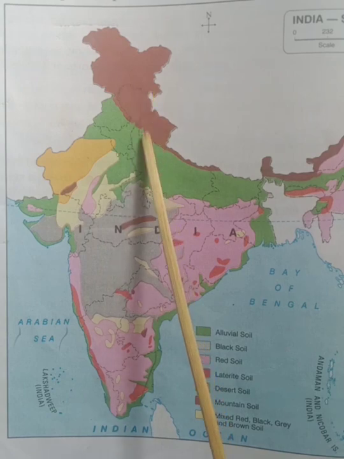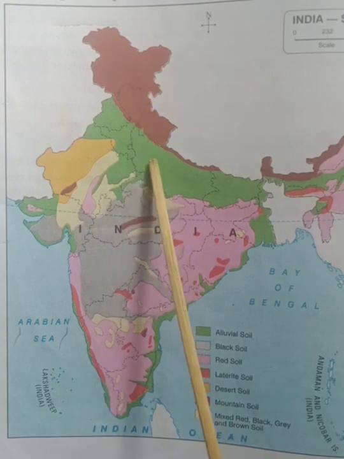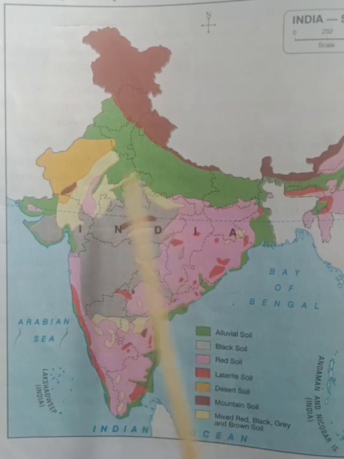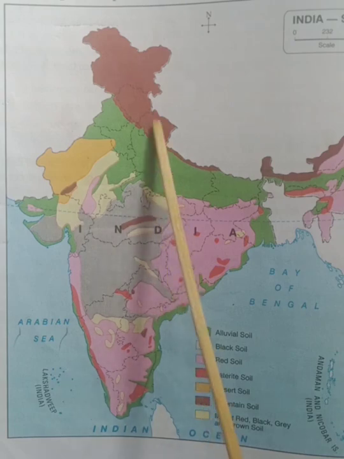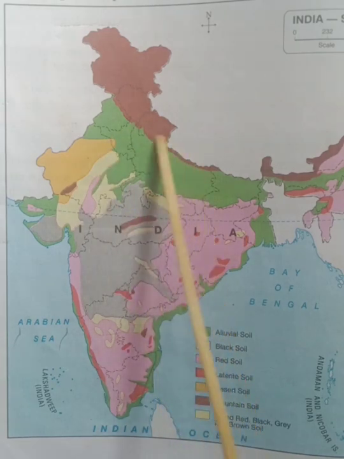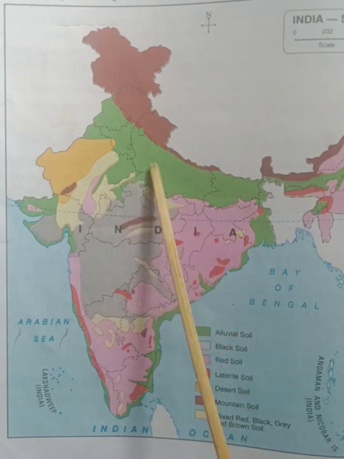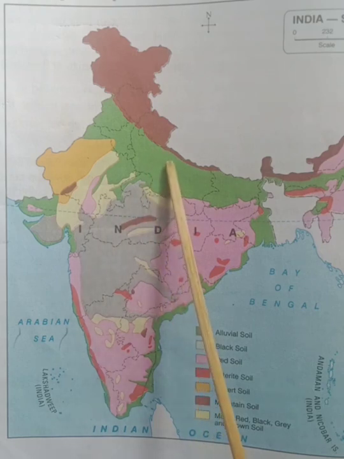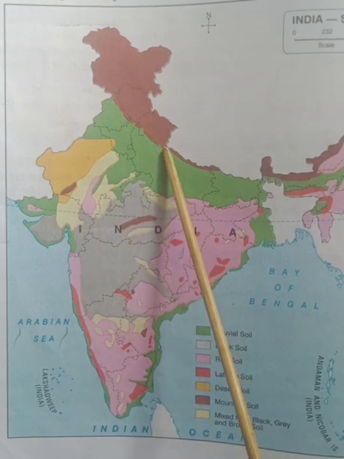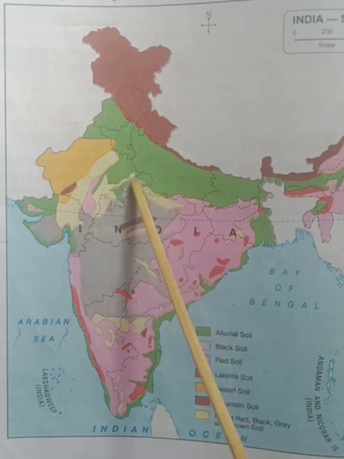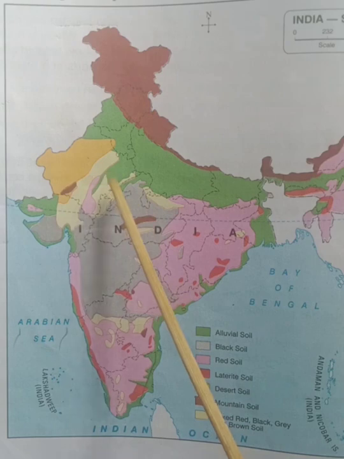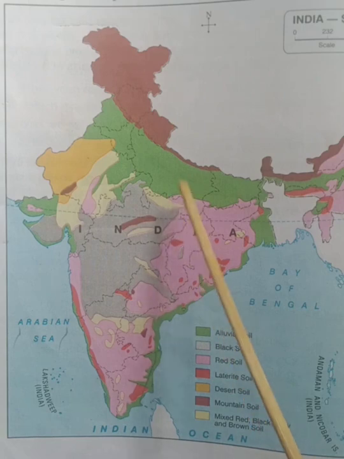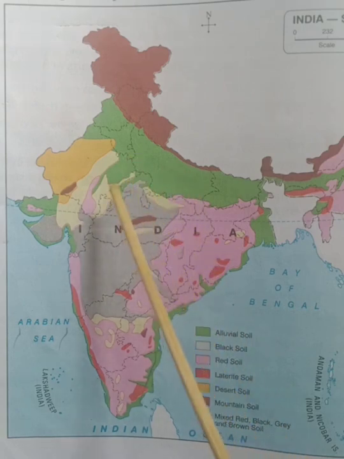When the northern rivers flow to this place, they bring a large quantity of sand and deposit it on the land around the rivers. So this is alluvial soil. It makes the northern plains one of the most fertile regions on the earth. Alluvial soil is specially good to cultivate rice, wheat, sugarcane, pulses, oil seeds and jute.